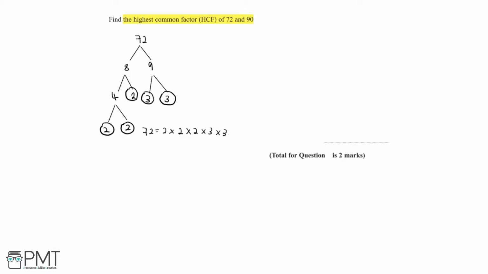Now we can do the same for 90. We need 2 numbers which multiply to give 90, and so we can start with 9 and 10. Now we can't circle anything yet, because neither 9 nor 10 are prime, and they can be broken down further. 9 can be broken down into 3 multiplied by 3, and 10 can be broken down into 5 multiplied by 2. Now all of these numbers are prime, so we can circle them. And so we can say that 90 as a product of its prime factors is equal to 2 multiplied by 3 multiplied by 3 multiplied by 5.